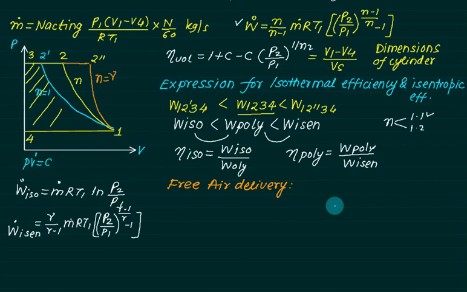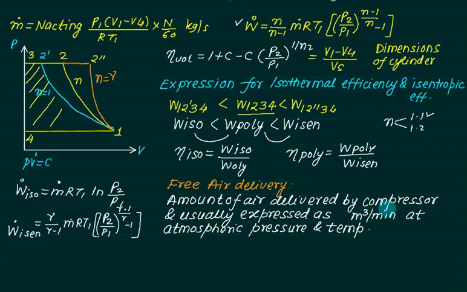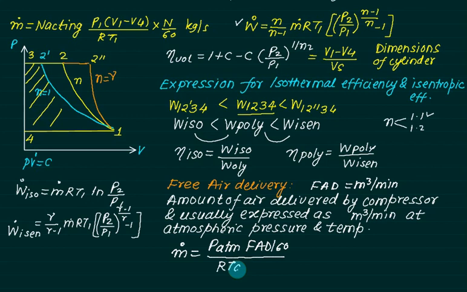To conclude this, we define the free air delivery. FAD is defined as the amount of air delivered by the compressor, usually expressed as meter cube per minute at atmospheric pressure and temperature. I denote FAD simply by the letters FAD, but my unit is meter cube per minute. This is a standard unit. So we can calculate the mass flow rate from this. It is expressed at atmospheric, so it is P atmospheric multiplied by FAD by 60, which takes care of meter cube per second, divided by RT atmospheric. So this is the definition of FAD, and from FAD we can calculate mass flow rate.